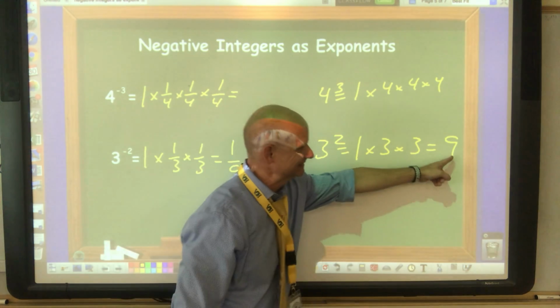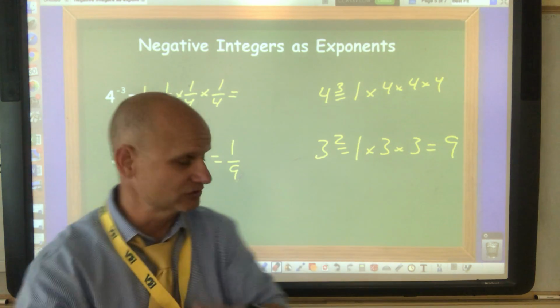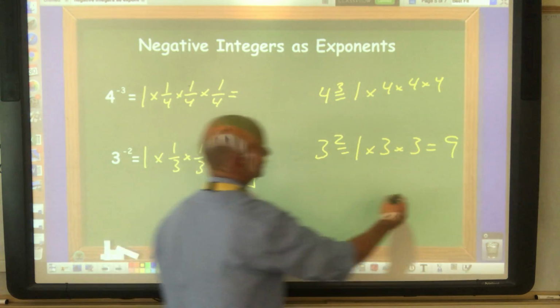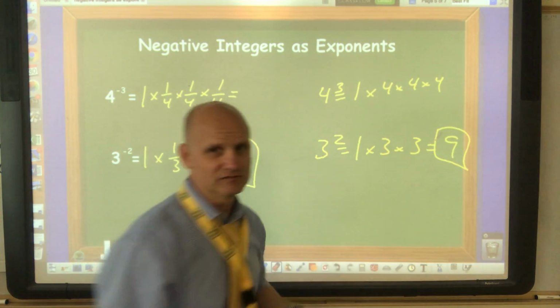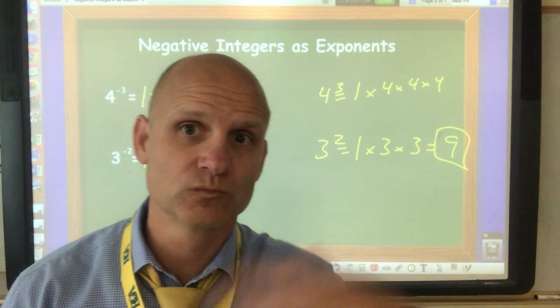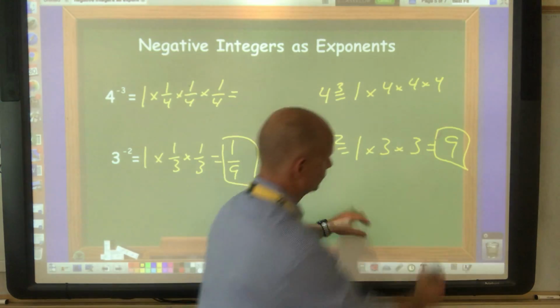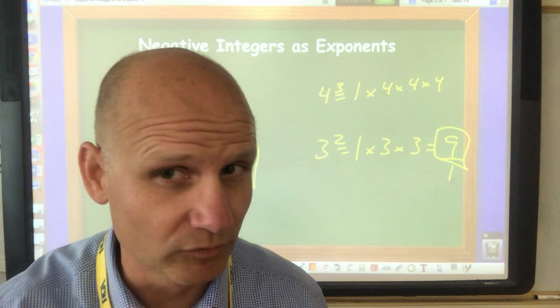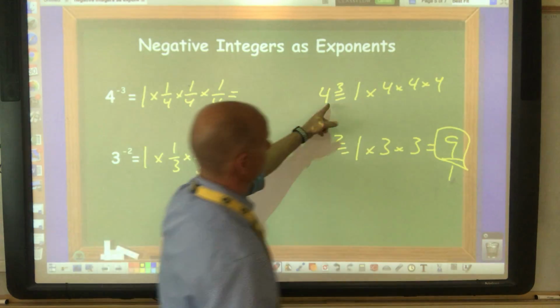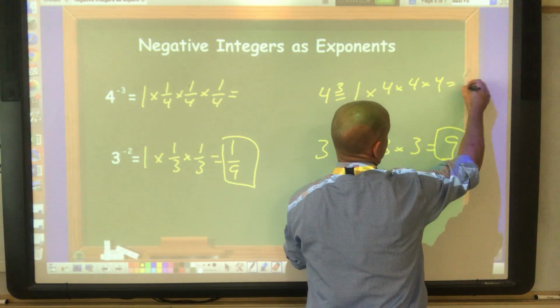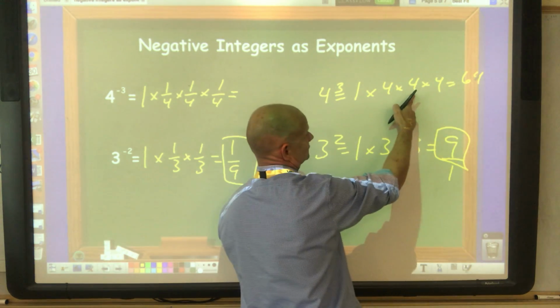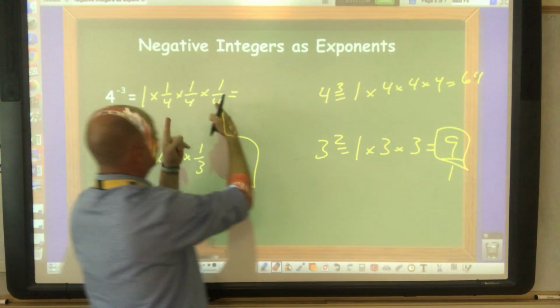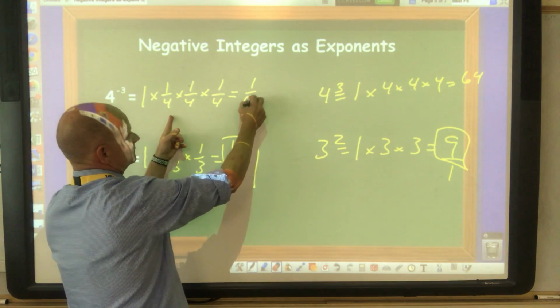3 to the second power is 9. Remember we talked about the inverse. That's all you're doing, you're getting the inverse of its positive power. So the inverse of 9 is 1/9, because 9 is really 9 over 1. So the inverse, when you flip it over, you get 1 over 9. So the inverse of 4 to the third power, well, it's 64, right? 4 times 4 is 16, times 4 is 64. The inverse would be 1/64.